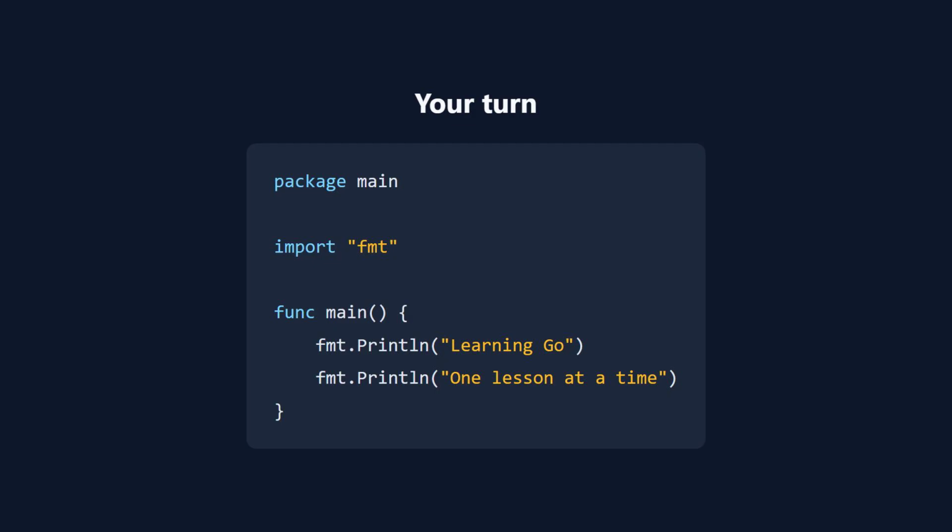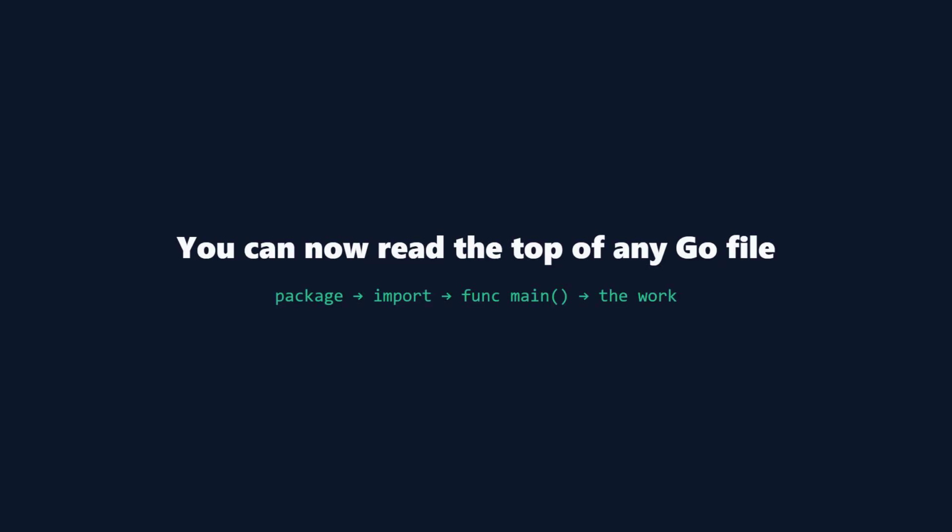Here it is, and there are no surprises in it. Package main, so it builds a program. Import fmt, because we are about to print. Func main, with the opening brace on the same line. And 2 Println calls, one for each line of output. Every single thing in that program is something we just took apart. That is your first Go program, all the way down.